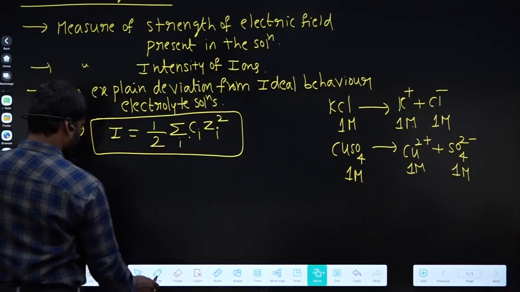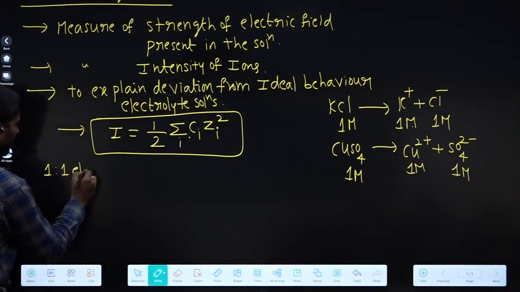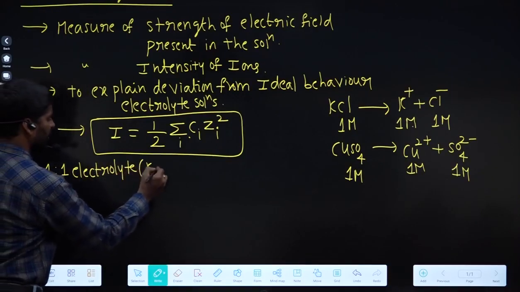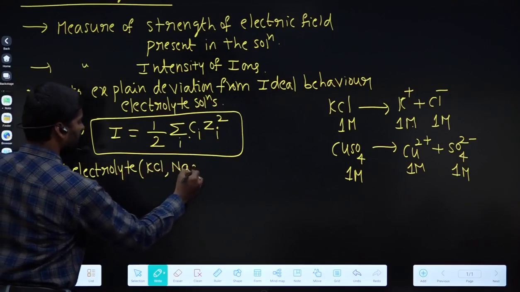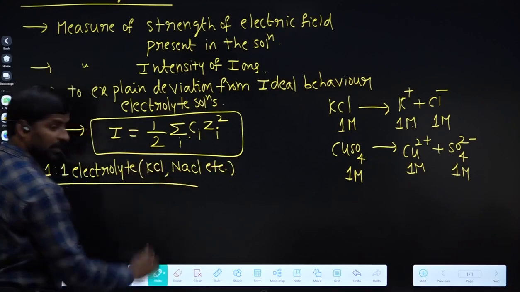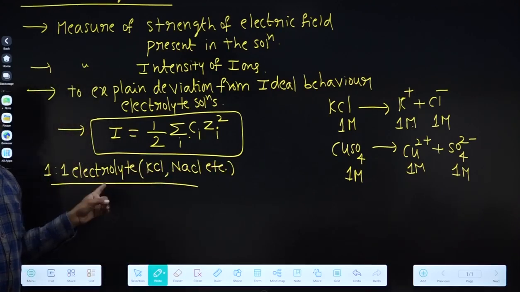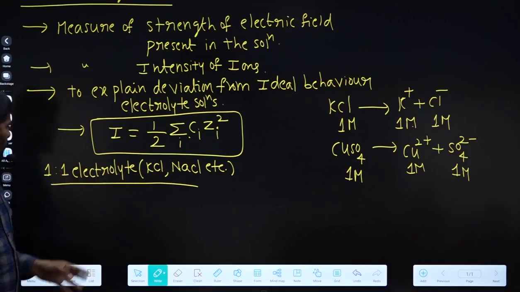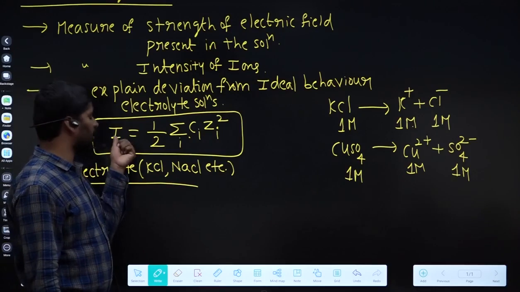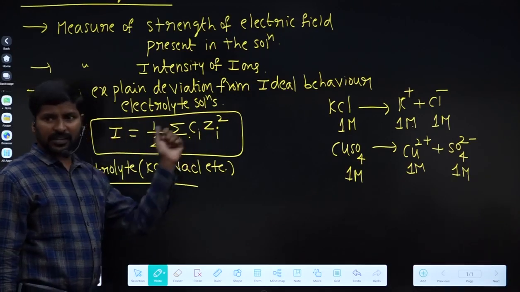Next, if you see for 1:1 electrolyte, for example KCl, NaCl, etc. The charge number on cation is 1, charge number on anion is also 1. So in the case of 1:1 electrolyte, what is the relation between ionic strength and concentration?